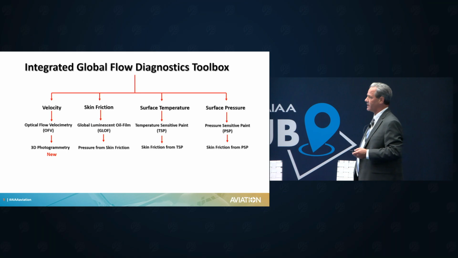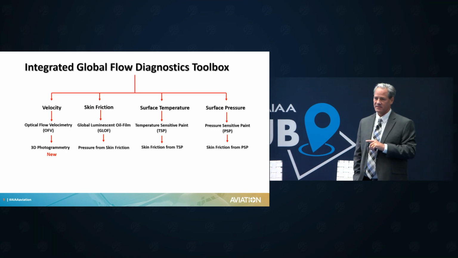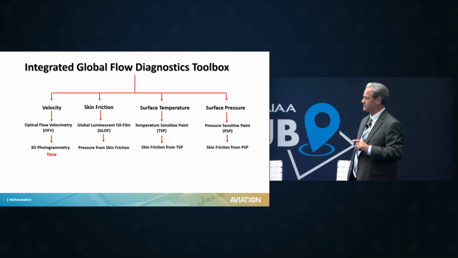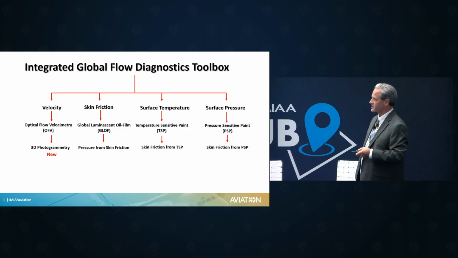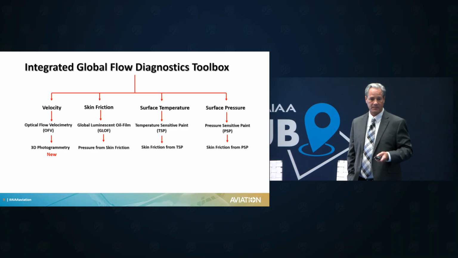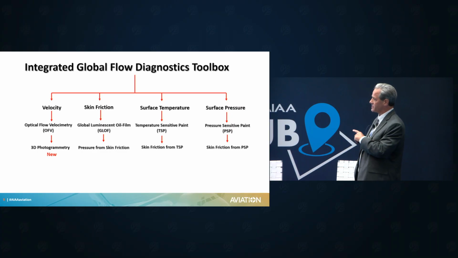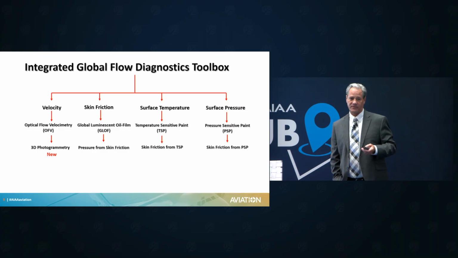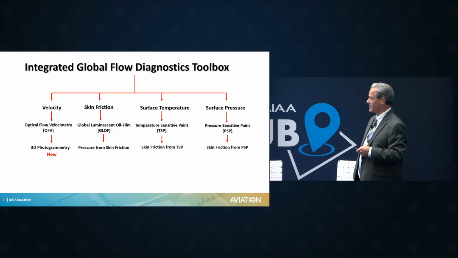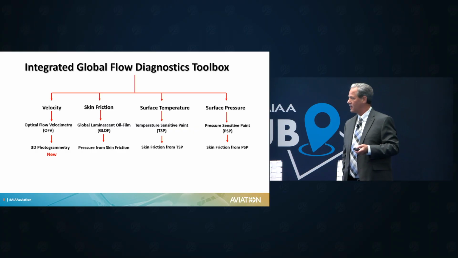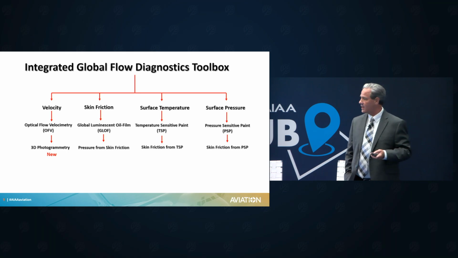So, the integrated flow diagnostics toolbox. With the exception of temperature-sensitive paint and pressure-sensitive paint, everything on here has been developed and derived at Western Michigan University. For example, we're able to derive pressure from skin friction using global luminescent oil film, which is an oil thinning application. With temperature-sensitive paint, we're able to derive skin friction from TSP and skin friction from PSP. And what we have been working on, and just applied for the patent 2 weeks ago, is 3D photogrammetry.